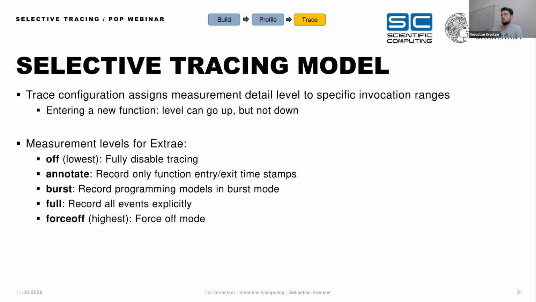Okay, now to the tracing side. We have a basic selective tracing model that we apply in our system. The very basic approach is to have a trace configuration that assigns measurement detail levels to specific invocation ranges, which is similar to what Score-P does. But we have this added concept of measurement detail levels to build on top of that.